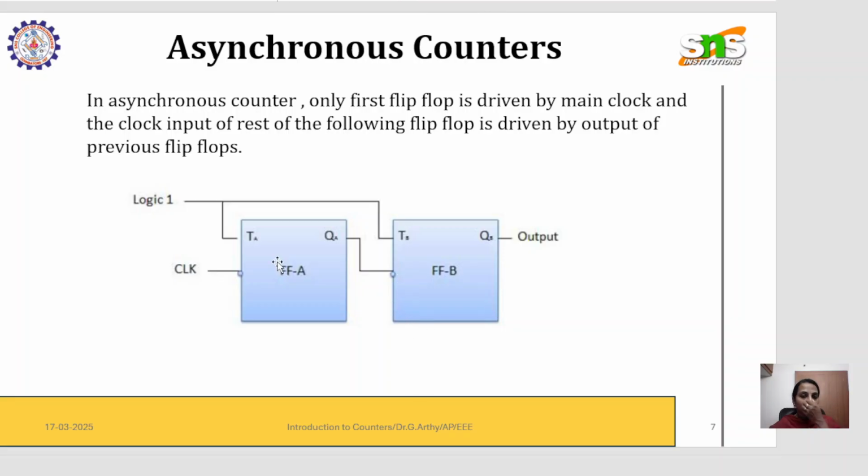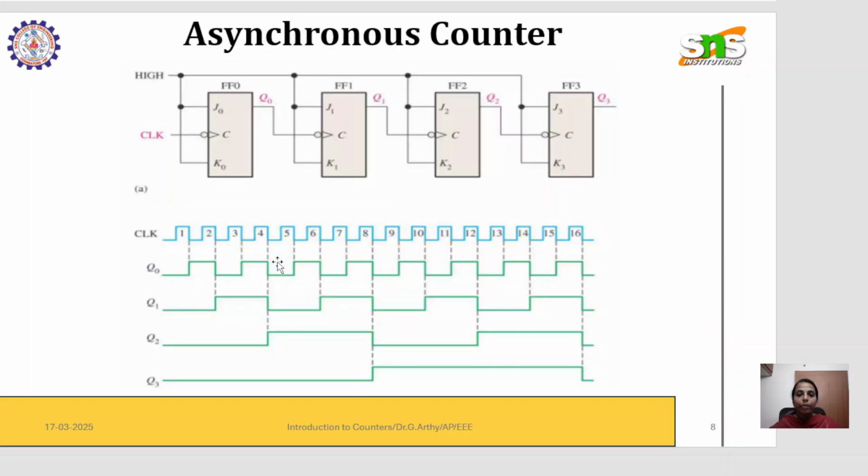This is the main difference between an asynchronous counter and a synchronous counter. Later we will look into synchronous counters. Only the first flip-flop is driven by the main clock, and all the remaining flip-flops receive the output of the previous flip-flop as clock. This is an asynchronous counter. That is, we do not give the main clock to all the flip-flops simultaneously. Now you see how it works.